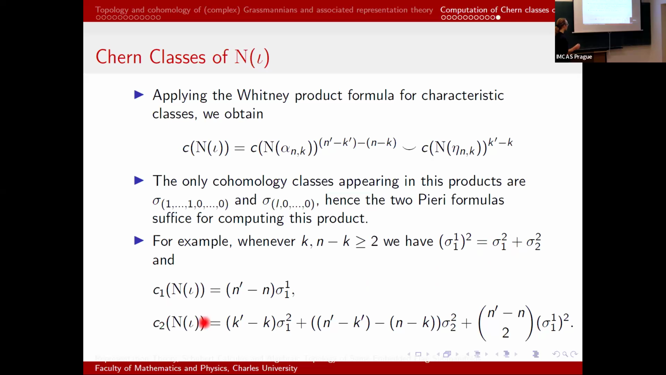But anyway, the first Chern class is just the sum of the first Chern classes of the bundles appearing in the direct sum. And so if we add these exponents, we obtain (n' minus n) times sigma_1. And the second Chern class, whenever k and n minus k are greater or equal to 2, is equal to this linear combination of partitions. This is not visible, but this is sigma_1 squared multiplied by this binomial coefficient.